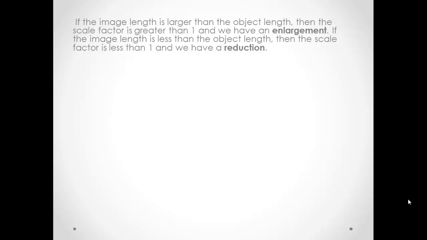Okay, so we're told here if the image length is larger than the object length, then the scale factor is greater than 1, and we have an enlargement. If the image length is less than the object length, then the scale factor is less than 1, and we have a reduction. We don't have a negative value, but we would have a decimal. For example, 1 over 4 is 1/4, or 0.25. That would be a reduction.